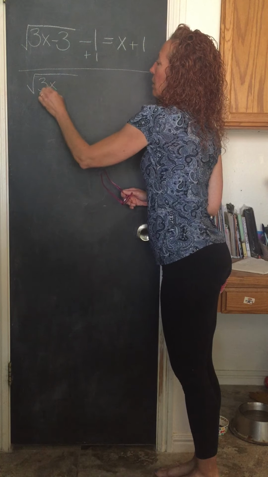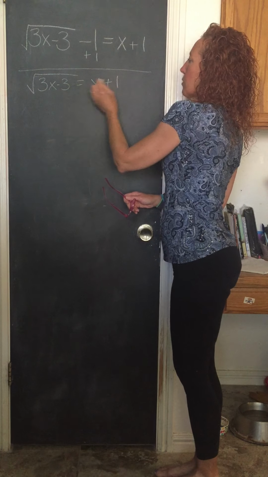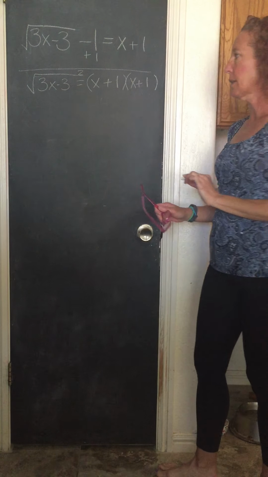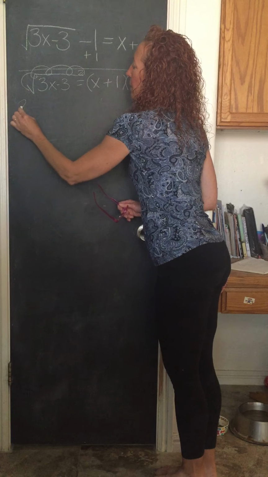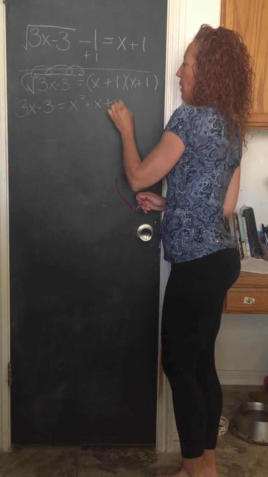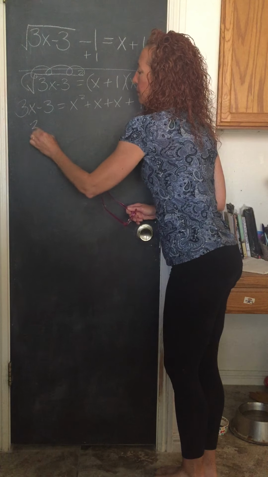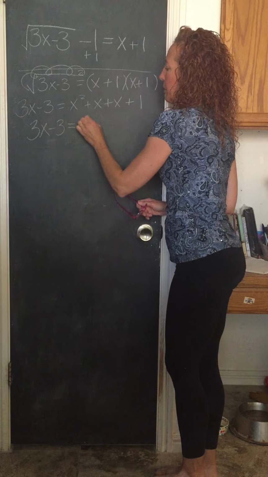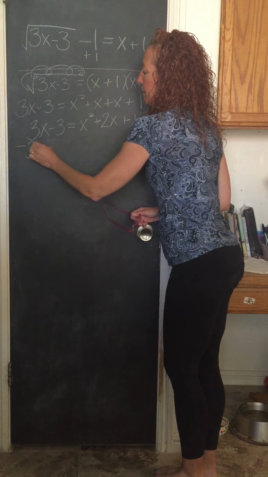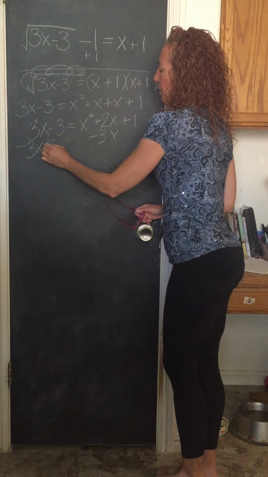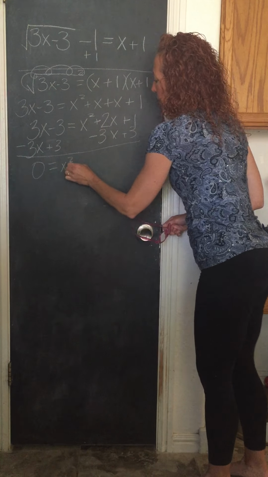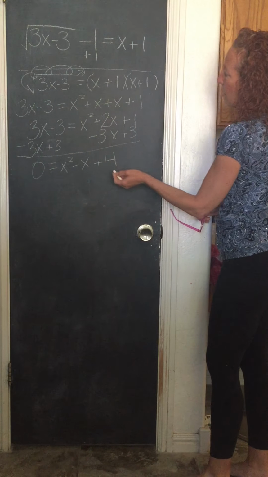So square both sides. I'm going to save myself this space and just write that twice. That's going to break free. x squared plus x plus 1 becomes x squared plus 2x plus 1. Let's jump these to the other side. Again, I'm going to move everything to the right. So x squared minus x plus 4.